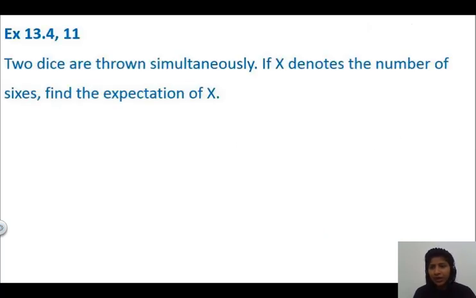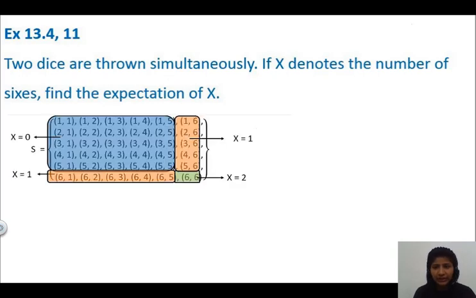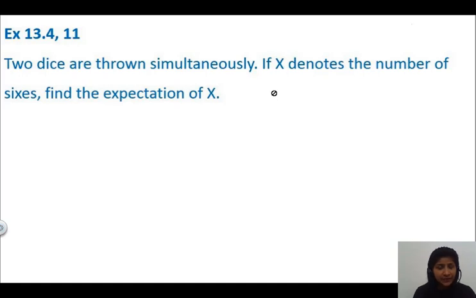Here is the next question, where they are saying 2 dice are thrown simultaneously. If x denotes the number of sixes, when we throw 2 dice, we can get 0 sixes, we can get one 6 on one of them, and we can get 6 on both of them. We have to find the expectation of x.